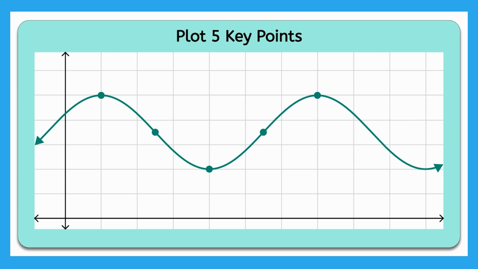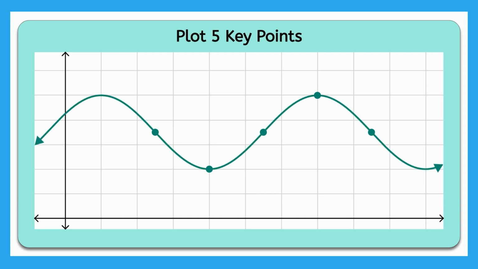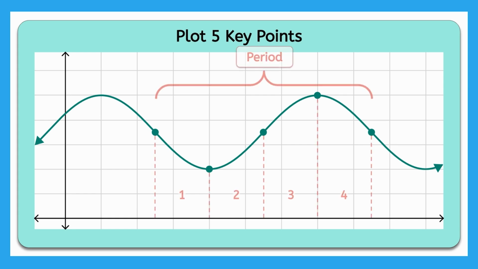What if you don't start at the maximum? No problem. You can still plot points at the function's midline, minimum, midline, maximum, and midline. As long as your points include one maximum, one minimum, and return to the starting y value, you've defined one full period. And do you notice anything special about the spacing of these 5 points? Together, they divide the function's period into 4 equal sections.